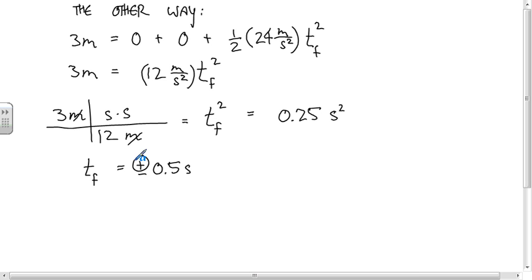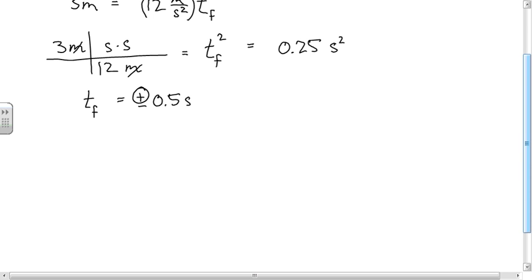You have to sort of think physically about what's happening in the problem. But so we get time final is equal to positive 1/2 second, the same thing we got with the other equation. Any questions about that approach? Okay. So the next big topic in constant acceleration kinematics is free fall or projectile motion.